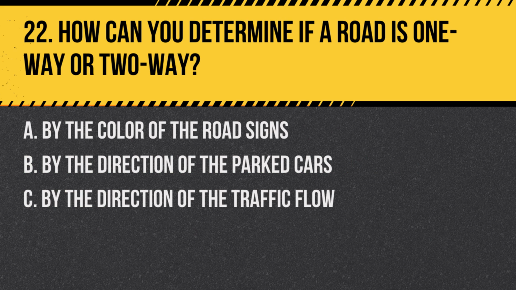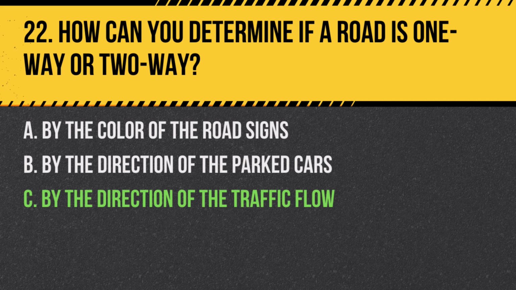Question 22. How can you determine if a road is one-way or two-way? A. By the color of the road signs. B. By the direction of the parked cars. C. By the direction of the traffic flow. Answer. C. By the direction of the traffic flow.